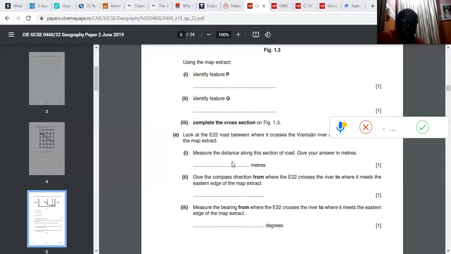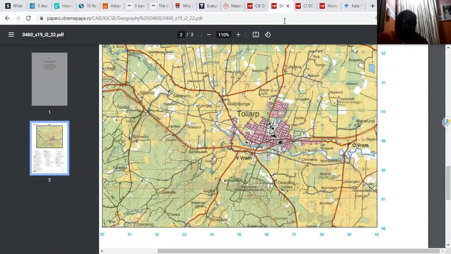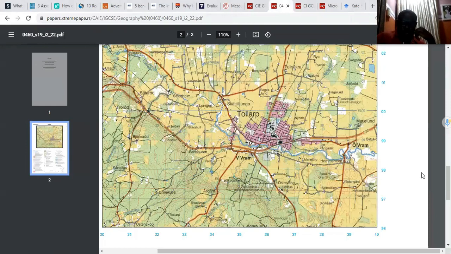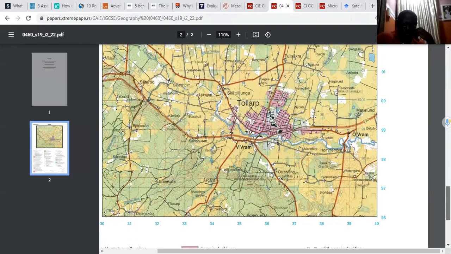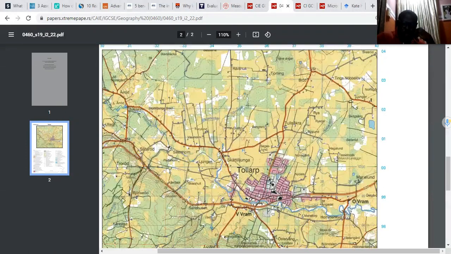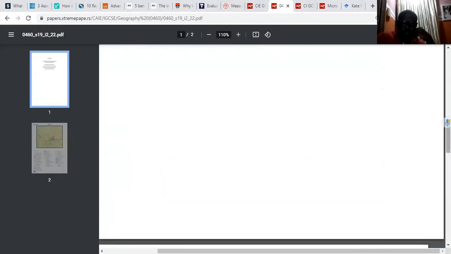So this question is to measure distance along a section of the road. I believe everybody knows how to measure that. How do you do it? Just measure it. Whatever you get in centimeters, multiply by the scale. The scale is there. When you multiply with the scale, your answer will be in centimeters. Then you divide by 100 to get your answer in meters.